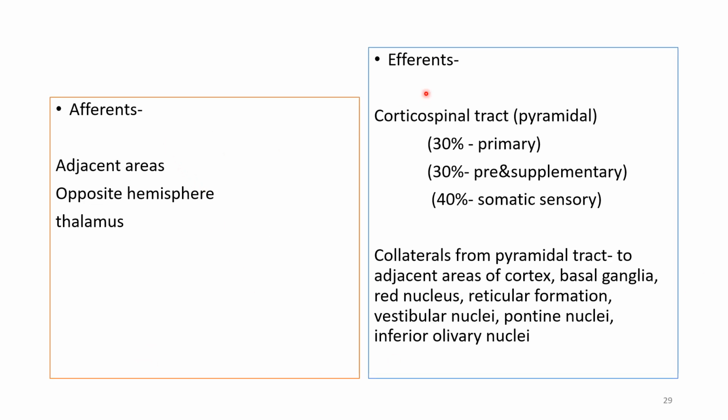So what are the afferents and efferents of the frontal lobe? Afferents are from the adjacent areas, opposite hemispheres and from the thalamus. The efferents form the corticospinal tract or pyramidal tract, in which approximately 30% are from the primary motor area, 30% from the premotor and supplementary motor area, and 40% from the somatic sensory area. The collaterals from the pyramidal tract go to adjacent areas of the cortex, basal ganglia, red nucleus, reticular formation, vestibular nuclei, pontine nuclei and inferior olivary nuclei.